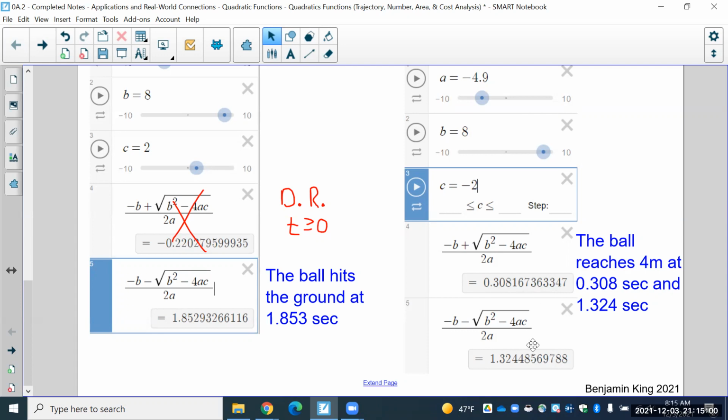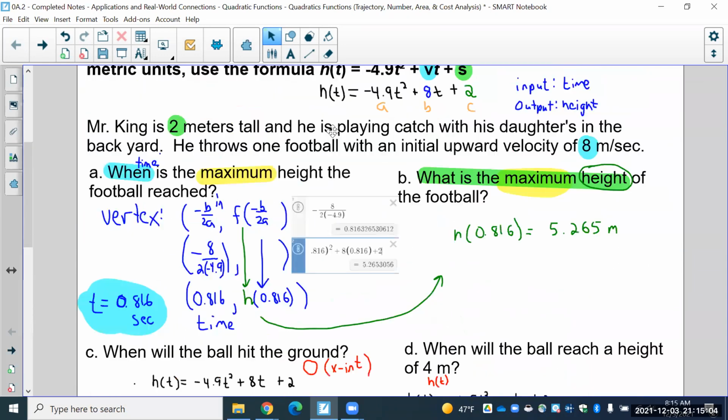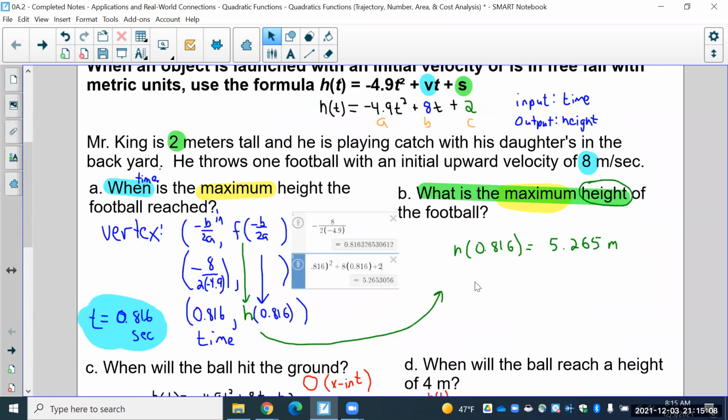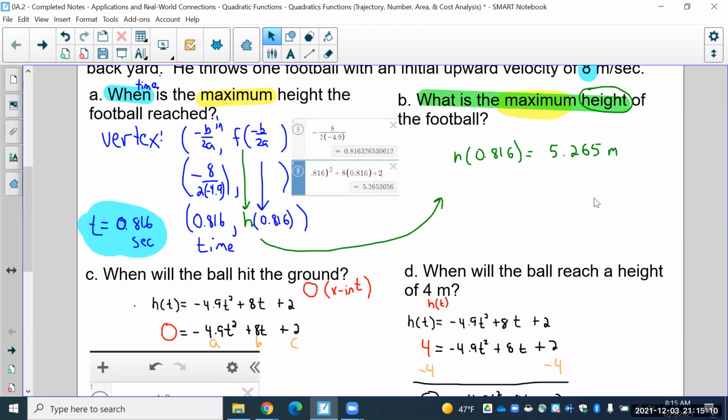Now, again, why are there 2? Well, there's 2 explanations. You can see the visual right here. It goes up and hits 4 meters and then comes down and hits 4 meters. But as long as this question here is asking for a number below the vertex, the answer would always be 2. And this goes back to when we learned about quadratics and we did the discriminant. We had 0, 1, or 2 answers. If I asked you when was the ball going to hit 5.265, you would say 1. You'd already know it because you did this.